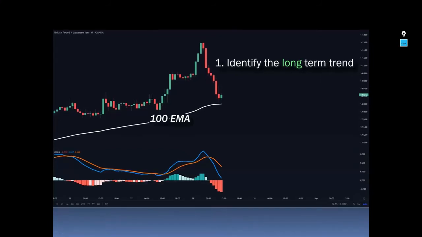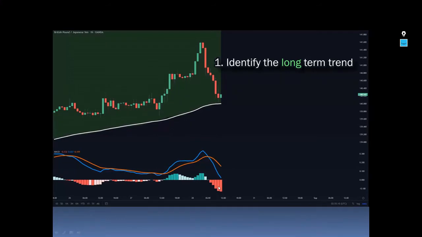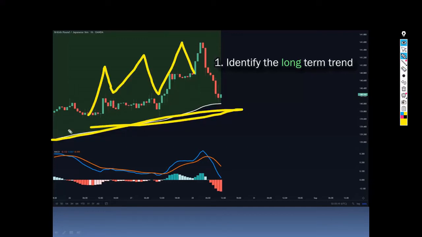If the price is above the 100 EMA, it indicates that the long-term trend is upward. And if the price is below, it indicates that the long-term trend is downward. Okay, this is if the price is above. As you can see here, the price is up here. This is the 100 EMA. Price above it, this is upward.